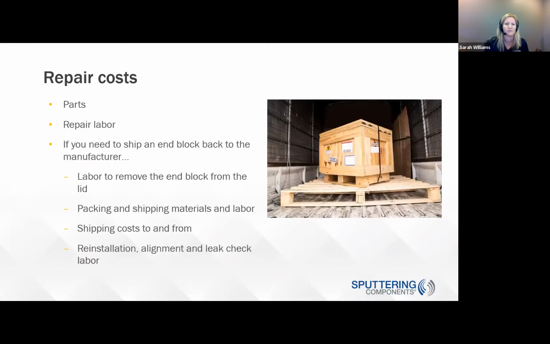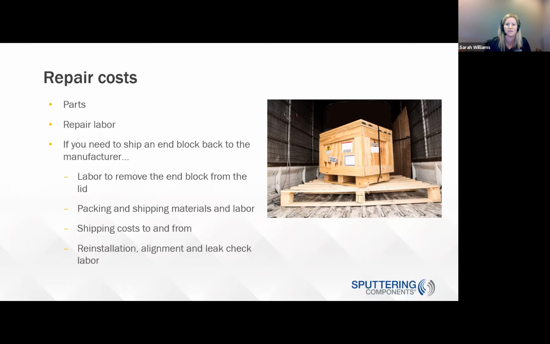And then looking at the repair costs, once you take the end block out of the system, there are many expensive costs associated with repairs, such as the parts and labor required to overhaul the end blocks. And these costs especially escalate when you have to return the end block back to the manufacturer for overhaul. So we've had several projects with customers in remote locations that might not have an in-house service center or experienced personnel to do the overhaul in their factory.